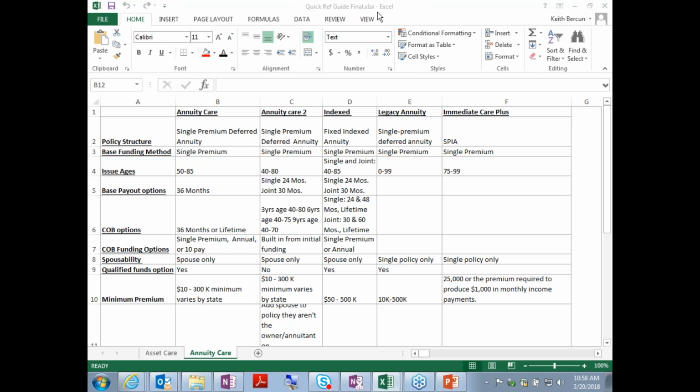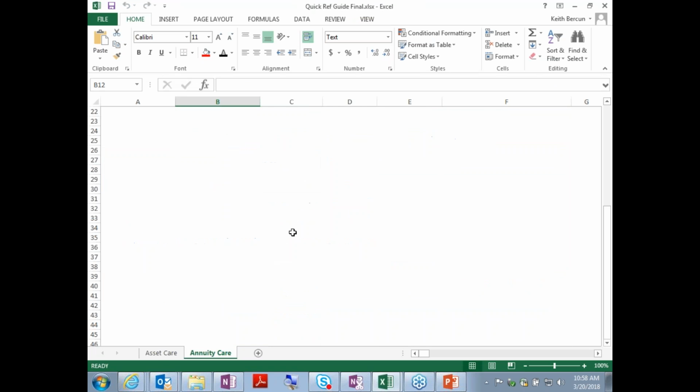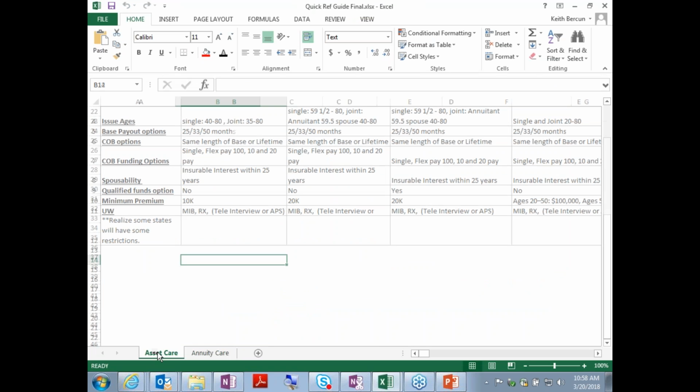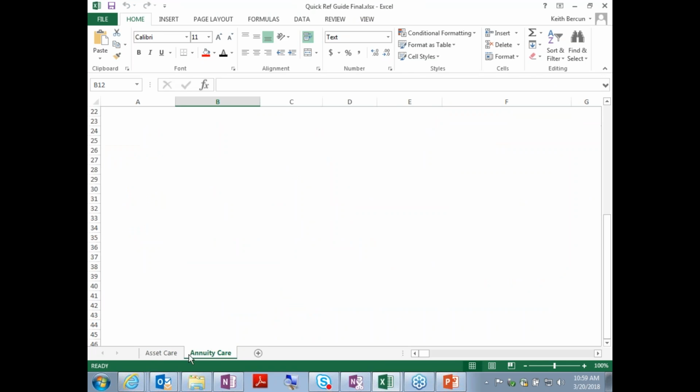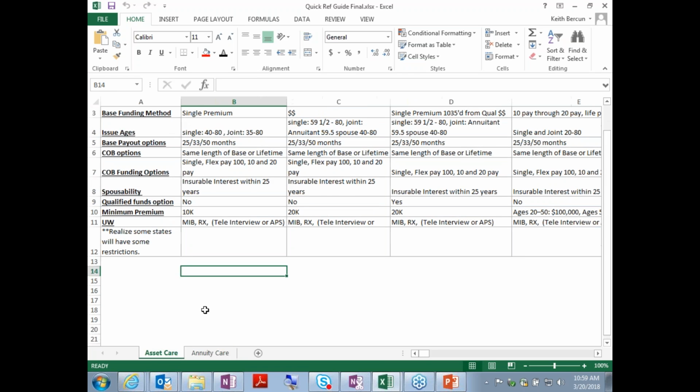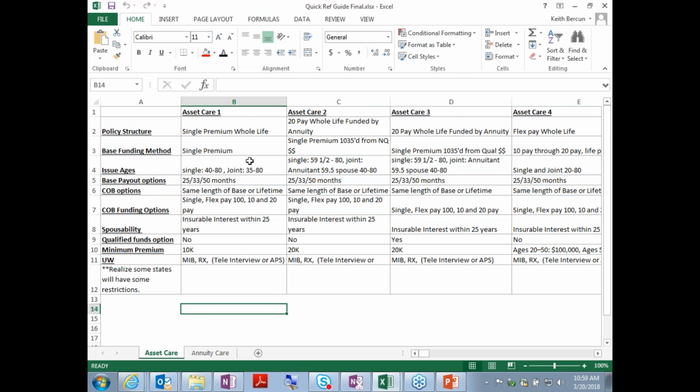It's a quick reference guide, and this will work on all the products. Down here is a tab for the AssetCare products, or if you look down on my screen, that's where the tab is, the Annuity Care products. But here's the AssetCare. Look how easy I made this. The columns are AssetCare 1, 2, 3, and 4. The rows are, what's the policy structure? Well, AssetCare 1 is a single premium. AssetCare 4 is, flex pay how you want. AssetCare 3 is a 20 pay, but comes from qualified money.